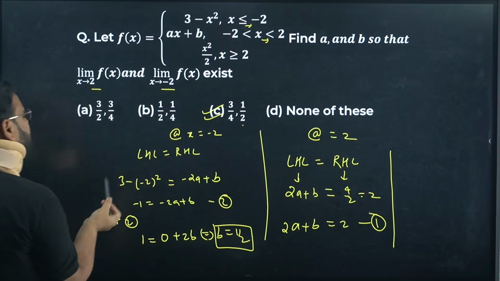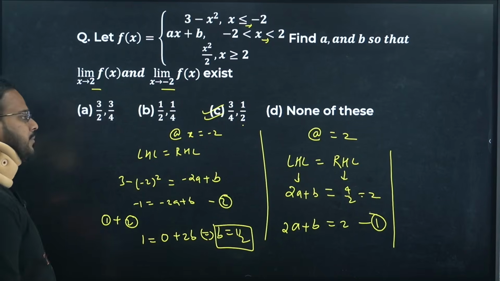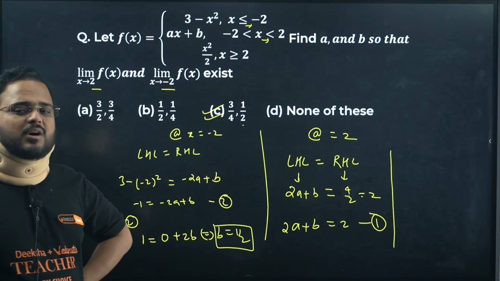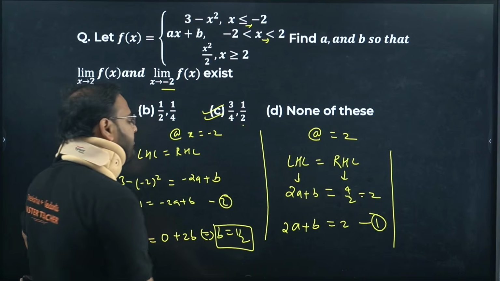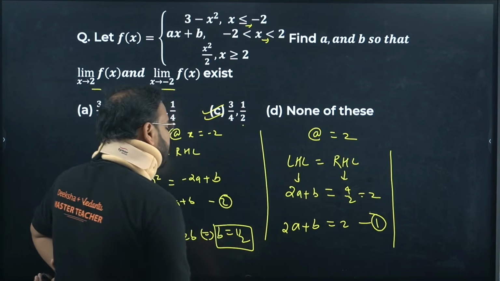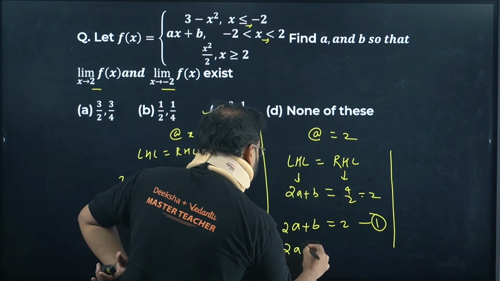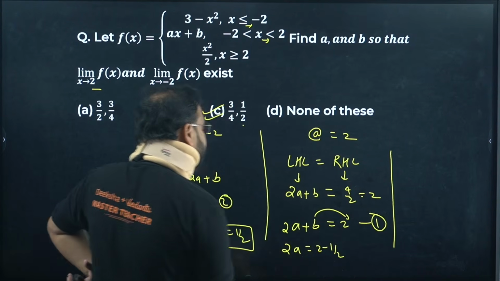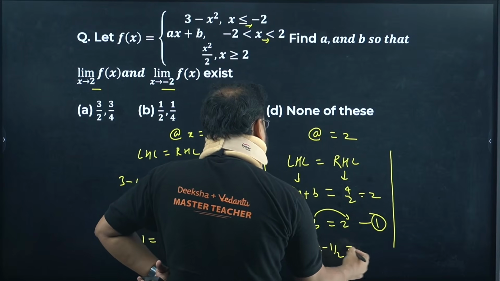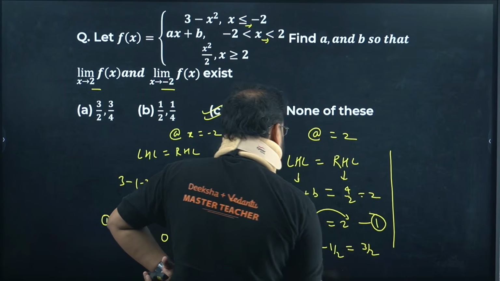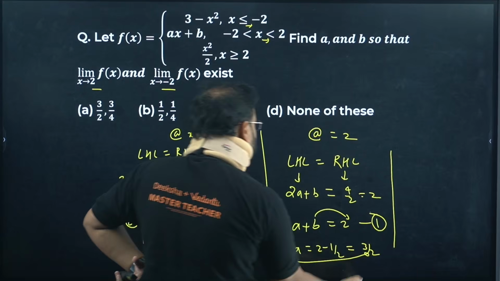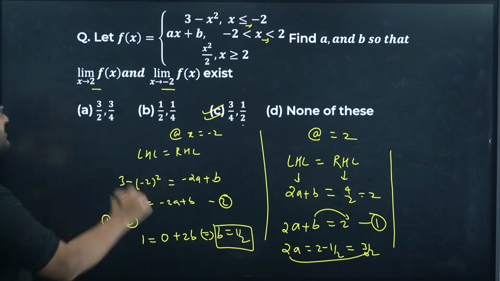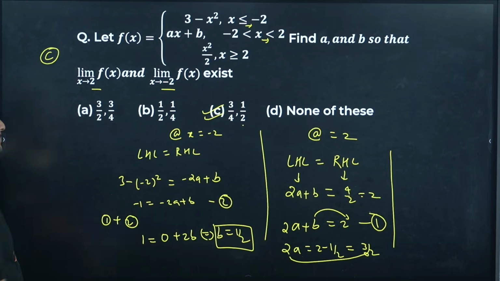Because somebody will think, sir, what about this 1 by 2? No, that's wrong. Okay. A and B they're asking. If you want, you can solve the other one also. Let's try. Not a problem. Put here 1 by 2. So you get here 2a equals to 2 minus 1 by 2. By moving this b on this side, how much is this, sir? 4 minus 1, 3 by 2. Then bring this 2 over here. We'll get the value as 3 by 4. So option C is correct only.